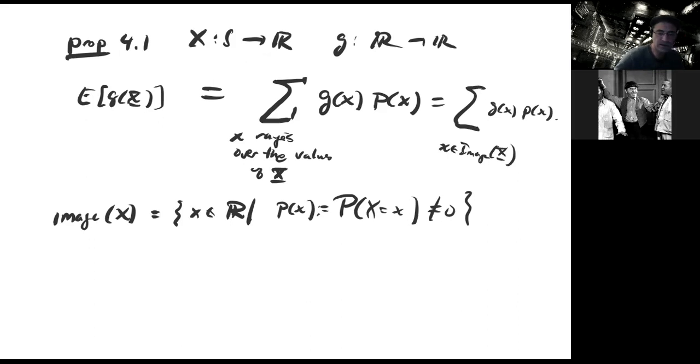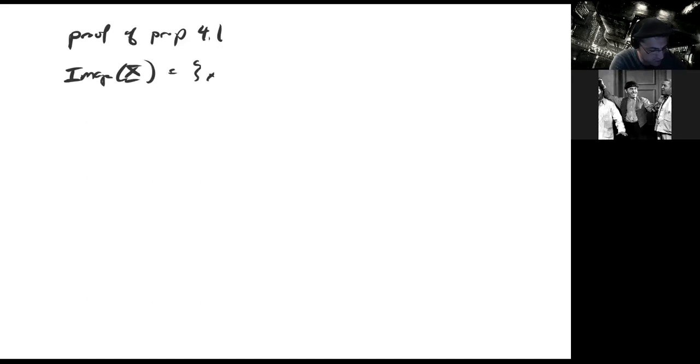Okay, so let me start on a proof. Let me clear the screen. Okay, so here's a proof of proposition 4.1. Let's assume we write the image of X as a set, x1, x2, x3, and so on.